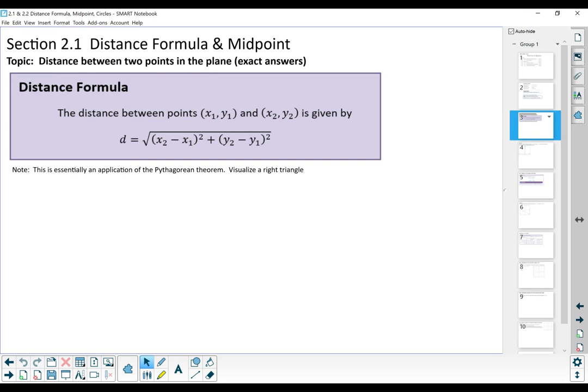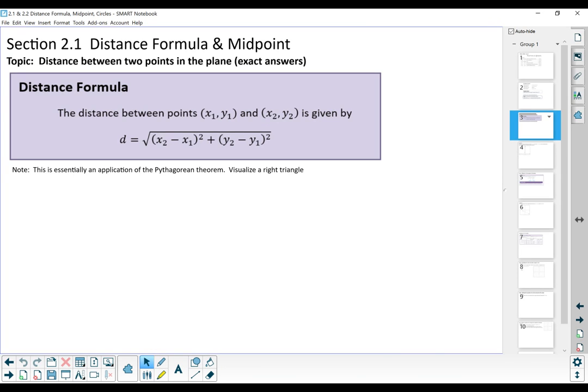All right, so section 2.1 is really just 2 topics, which is the distance formula and the midpoint formula. So starting with the distance formula, Alex is going to want your answer in exact form, which means if it's a radical, we don't want a rounded decimal answer. We want that exact radical. The distance formula is on your reference sheet for the class, so you will have that available to you.